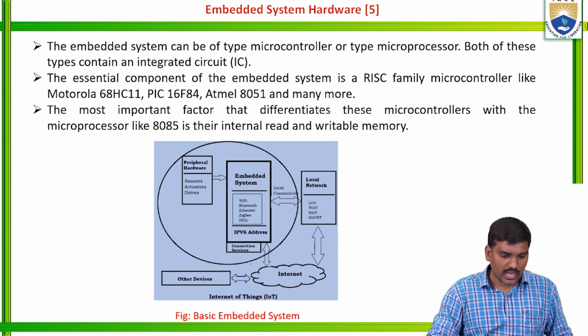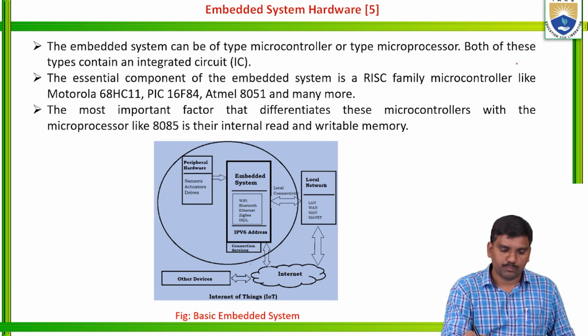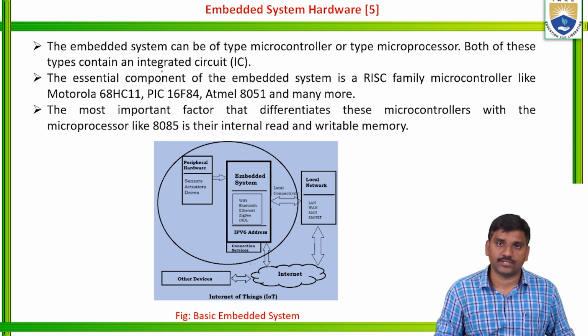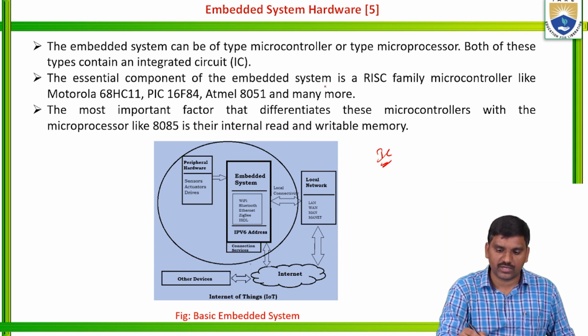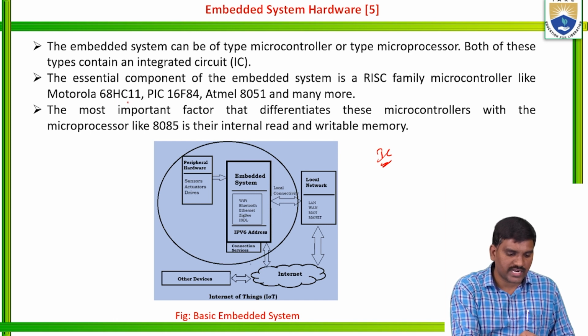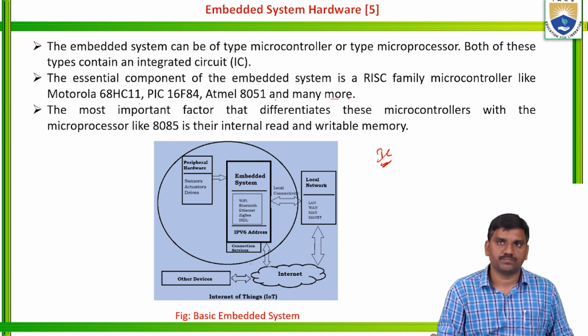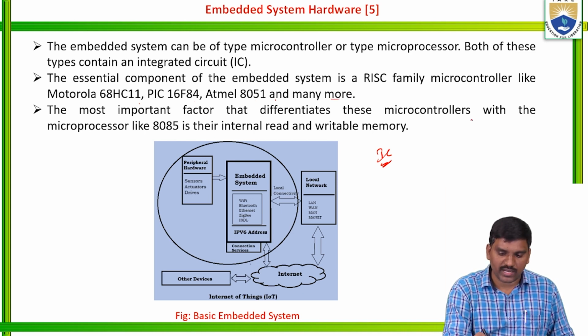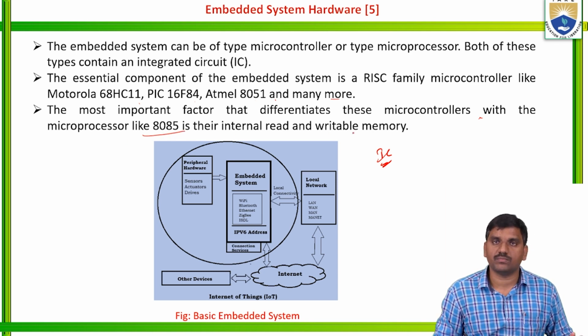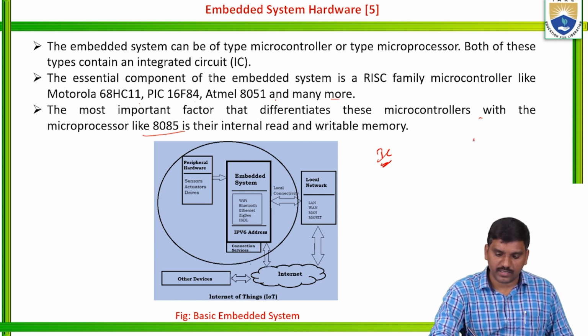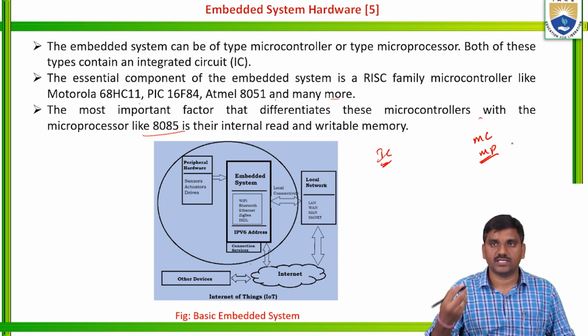Next, embedded system hardware. The embedded system can be of type microcontroller or microprocessor. Both of these types contain an integrated circuit, IC. The essential component of an embedded system is a RISC family microcontroller like Motorola 68HC11, PIC 16F84, Atmel 8051, and many more. The most important factor that differentiates these microcontrollers from a microprocessor like the 8085 is their internal read and writable memory. Either it may be a microcontroller or a microprocessor, having different structures.